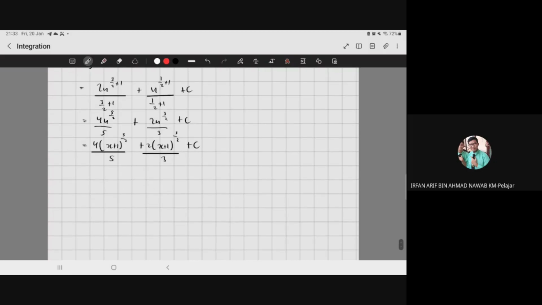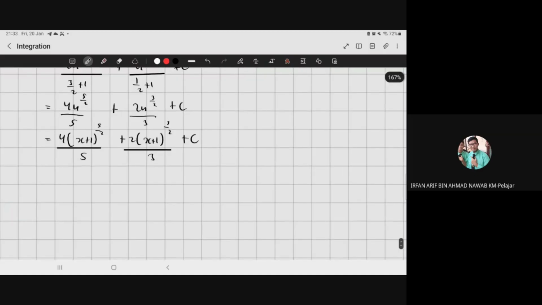So let's move on to the next question. All right, so here we are. We have this one, question C. We have to integrate 2x over x squared minus 1 dx.